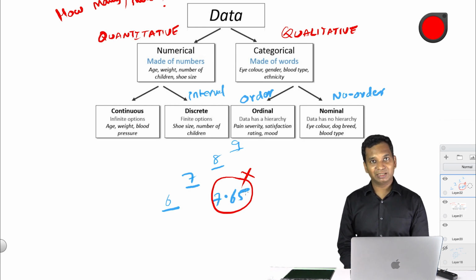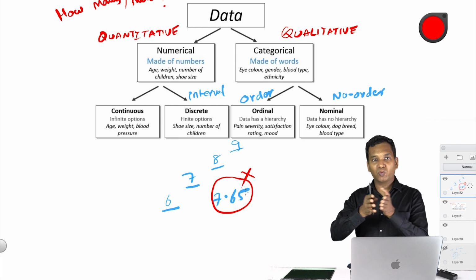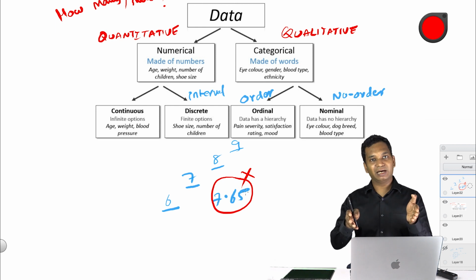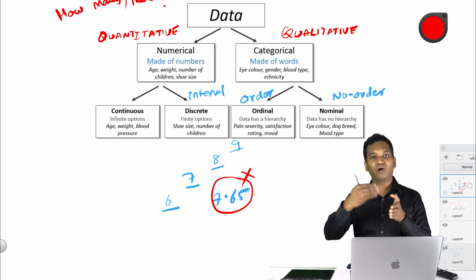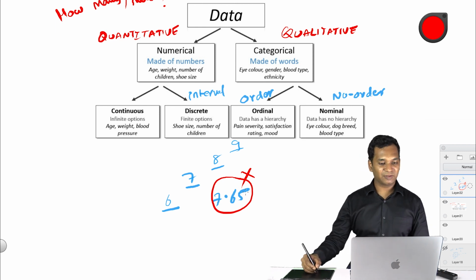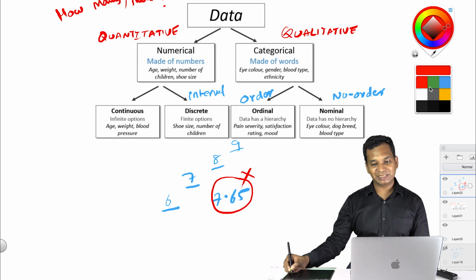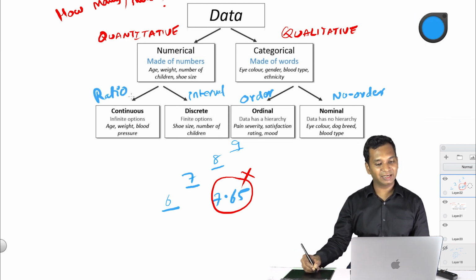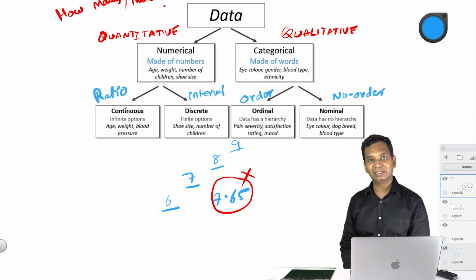So that's your discrete. It is still talking about the quantity, whether it is 6 inches, 7 inches, or 8 inches. This is a measurement of your feet, but it doesn't have all the values, so it becomes discrete. The last one is of course continuous. Continuous is also called ratio data. So another name for continuous is ratio data.